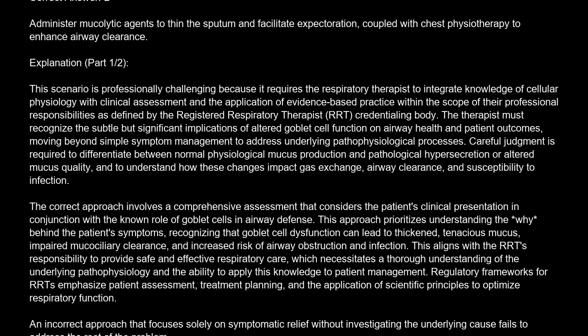The correct answer is D. Administer mucolytic agents to thin the sputum and facilitate expectoration, coupled with chest physiotherapy to enhance airway clearance.